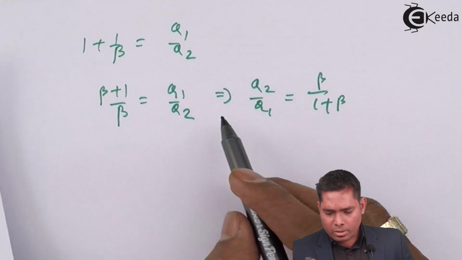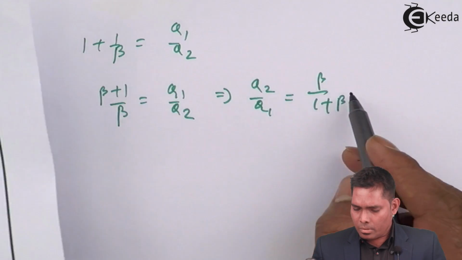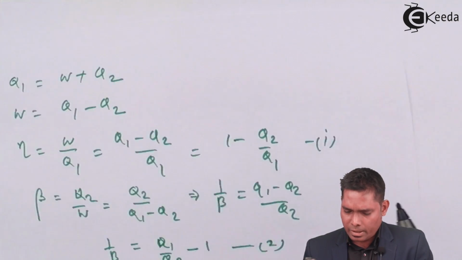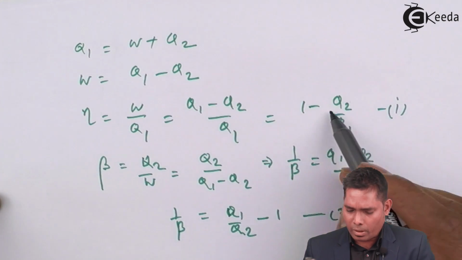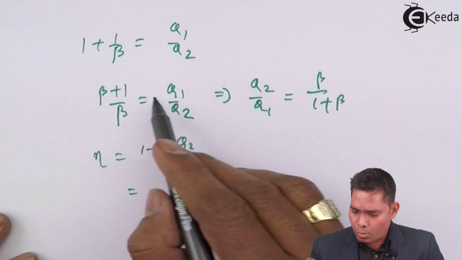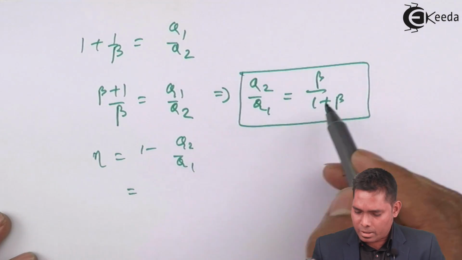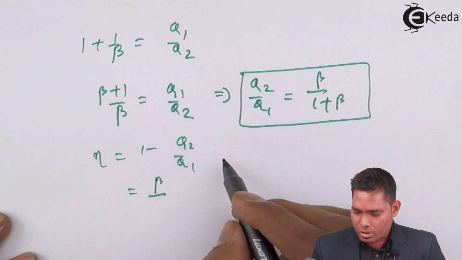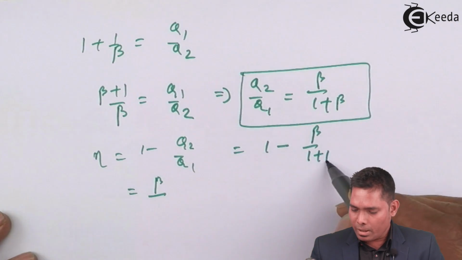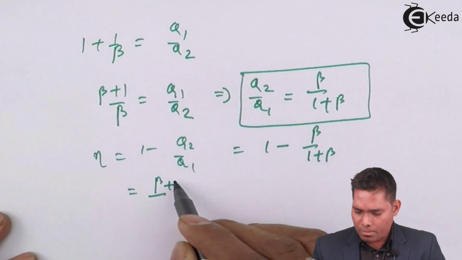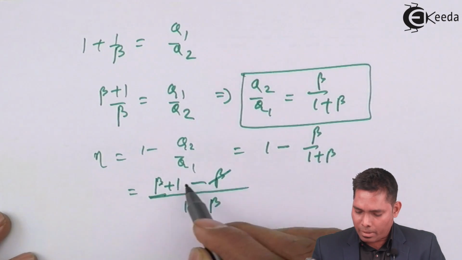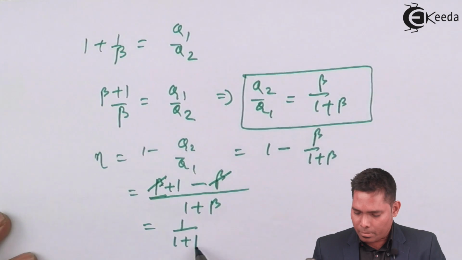If I get this Q2 over Q1, then I can put this value in equation 1 for the efficiency, which is 1 minus Q2 over Q1. I can put this Q2 over Q1 as beta over 1 plus beta, so this is equal to 1 minus beta over 1 plus beta. Then this becomes 1 plus beta minus beta divided by 1 plus beta. This beta will cancel and this becomes 1 by 1 plus beta.